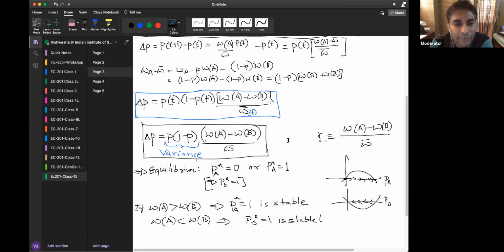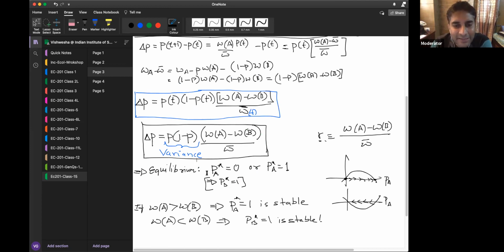Haploid organisms, right? By the way, this equation is more general. It can be applied as long as there are two types. I don't care where the two types come from. They can come from sexual reproduction or asexual reproduction. It doesn't matter, as long as I can quantify the fitness of the two types, omega A and omega B, this equation is true. Now the consequences will require some assumptions.